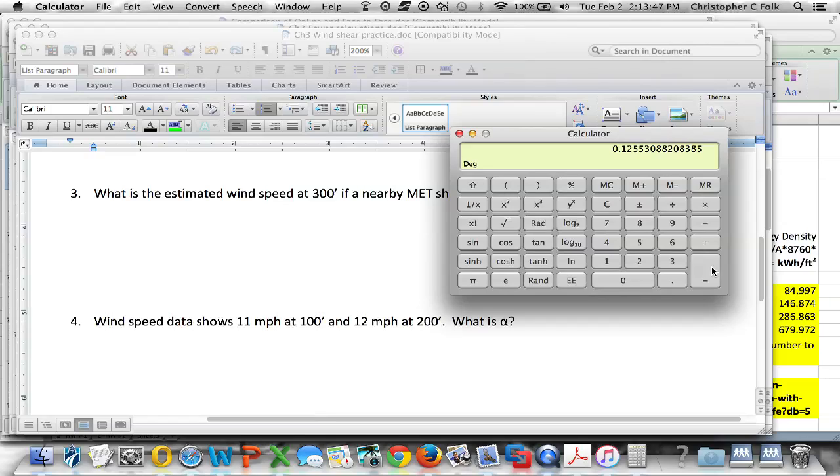Now, if you'd have done it the other way, if you'd have done 12 miles an hour divided by 11 miles an hour, and taken that quotient and got the log function, and then divided that by 200 divided by 100 log function, you come up with the same answer. Doesn't matter which way you do it, just so long as you use the larger ones together and you do it in the same order. All right, so I suppose you want to see how to do that in Excel.